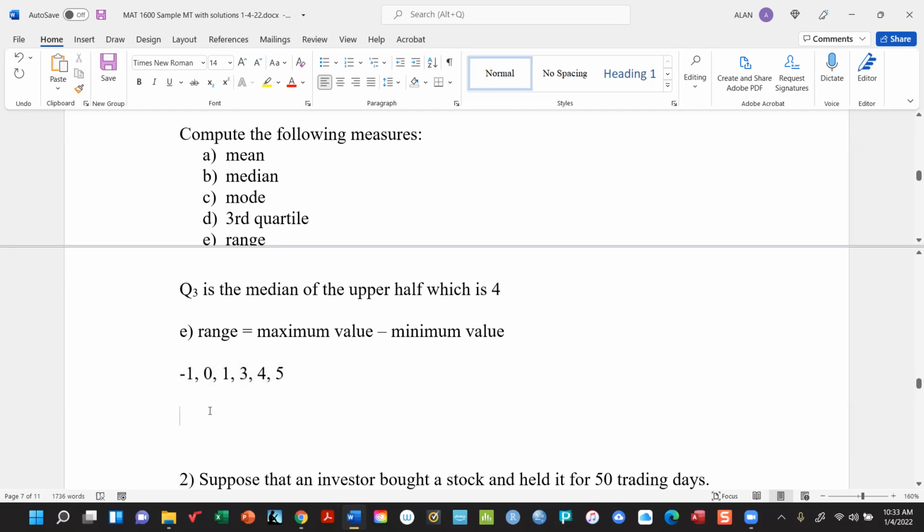And therefore, you just have 5 minus minus 1, which is just 6. It's very straightforward.